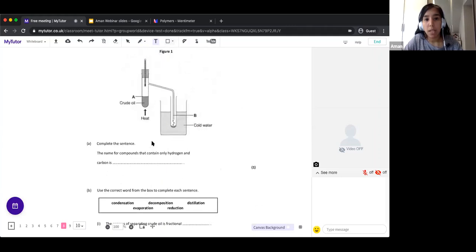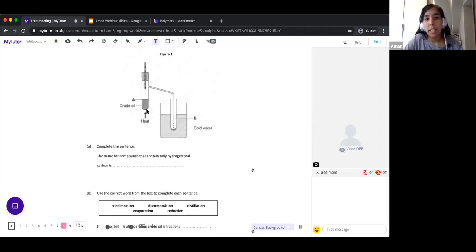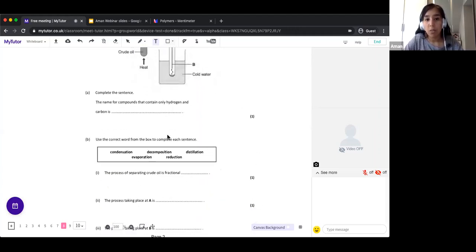So what's happening at A? So we're heating that crude oil up. So what's happening to it? Okay, so I've had mixed answers. I've had evaporation and condensation. So which one happens when we heat something up? Good, it's evaporating. Excellent, well done. So when we heat something up, it evaporates. Excellent. Okay, so what's happening at B then?